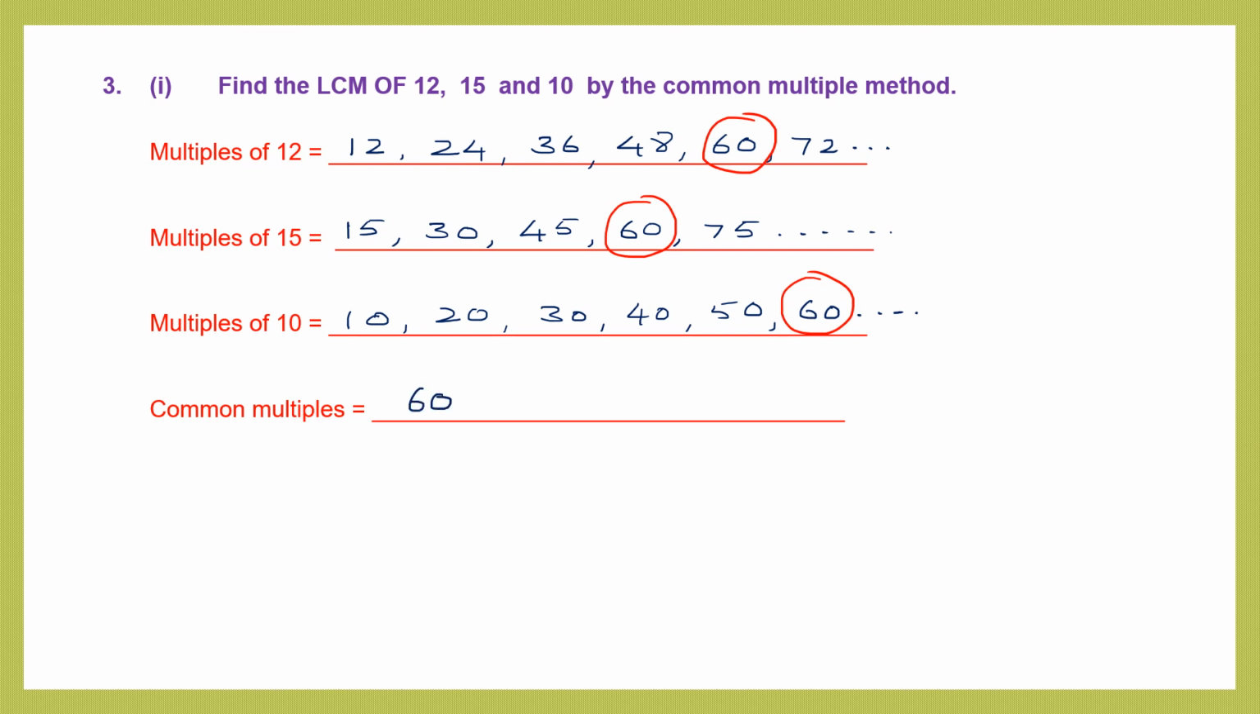So 60 is one common multiple. If you continue to write the multiples of 12, 15 and 10, you will find many more common multiples like 60. But here we are looking for the LCM, that means the least common multiple. We're looking for the smallest common multiple. So the first multiple that you find will be the smallest common multiple. Okay, so the least common multiple is 60. So that is our answer. There is no need for us to write many more multiples. We are just looking for the smallest, and that's the first one that we write.